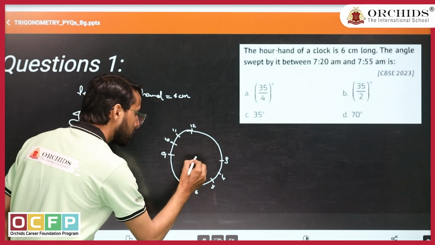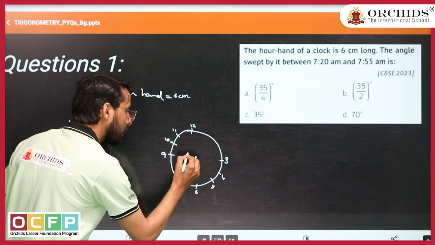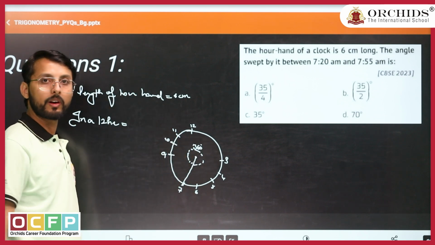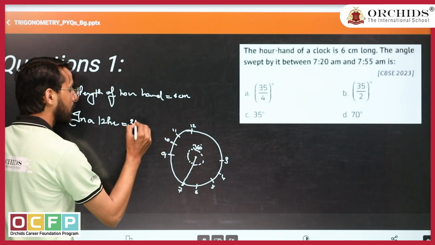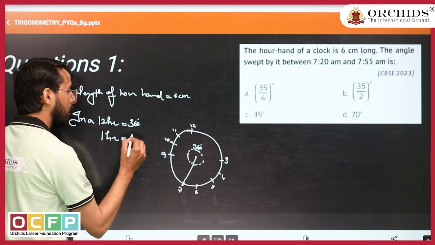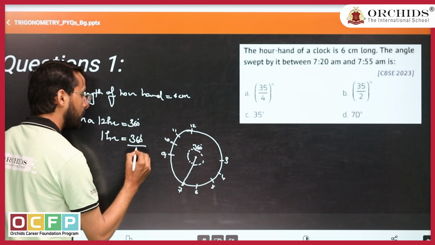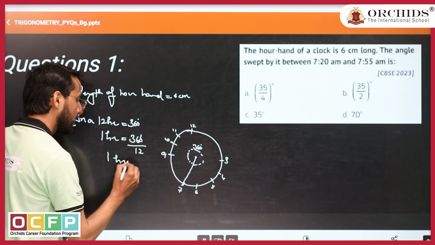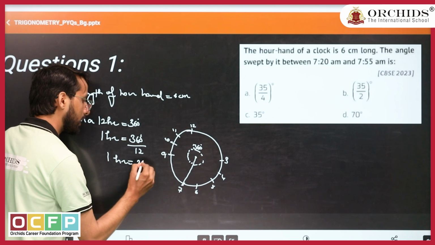Suppose this is the hour hand. In 12 hours, it will cover a 360 degree overall angle. So 12 hours I am covering 360 degree. So 1 hour I will cover 360 degree divided by 12. If you can see, 1 hour equals 360 by 12, which is 30 degree.